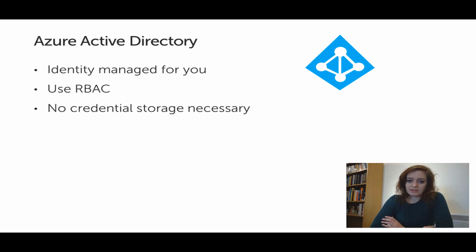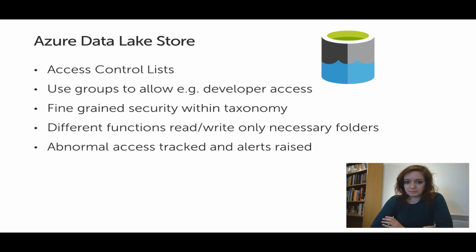Azure Active Directory manages all the identities. It provides role-based access control, and using managed identities removes the need for credential management. The final component is Azure Data Lake, which provides fine-grained access via access control lists and AAD groups, alongside a well-defined data taxonomy. Using all this means that services are given access only to the data they require. Finally, we can detect abnormal access using Azure Threat Detection. Overall, we have a fully secure data architecture which can be used to process large quantities of data.